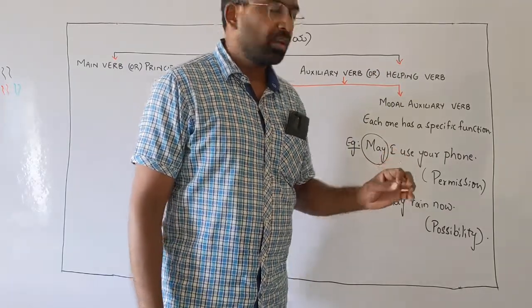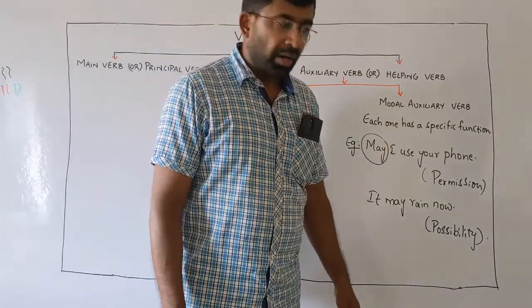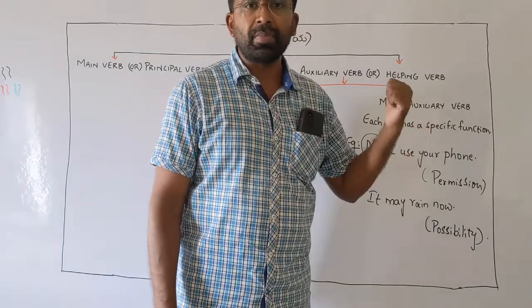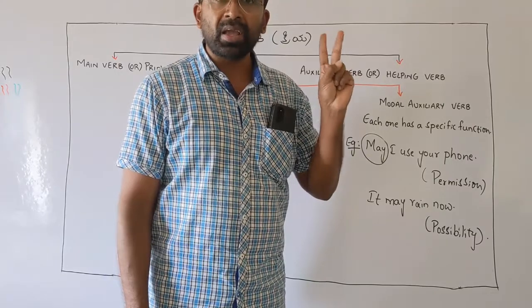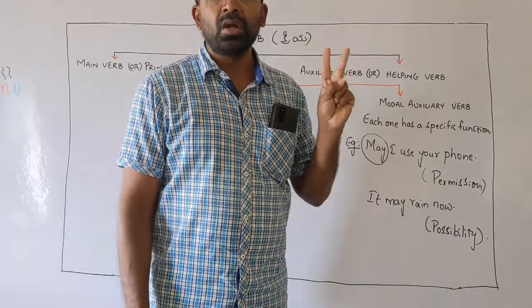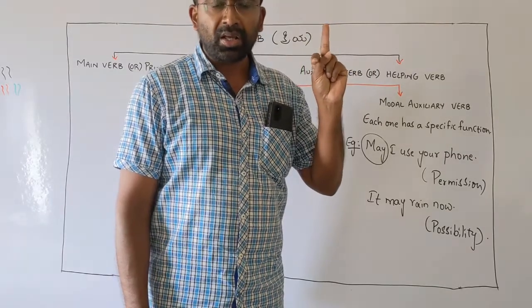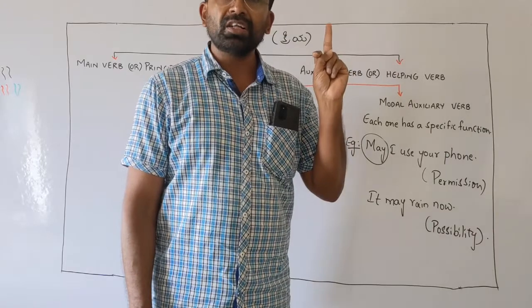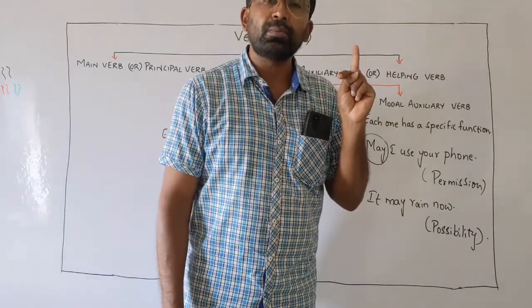Now let us take the most commonly used modal auxiliary verb, may. Where is may used? This particular modal auxiliary verb may has two specific functions. The first one is taking or giving permission, and the second one is to express possibility.